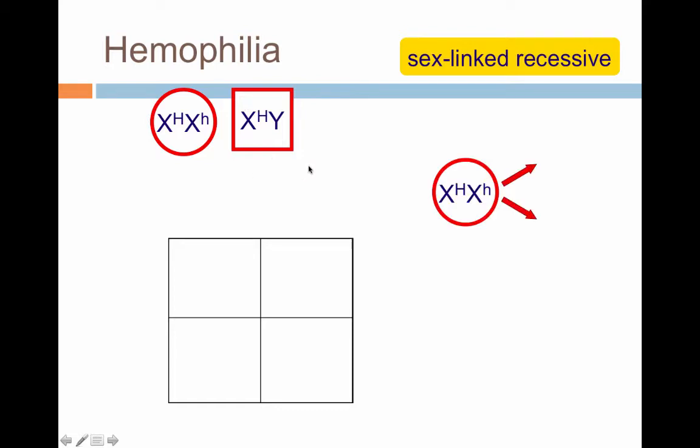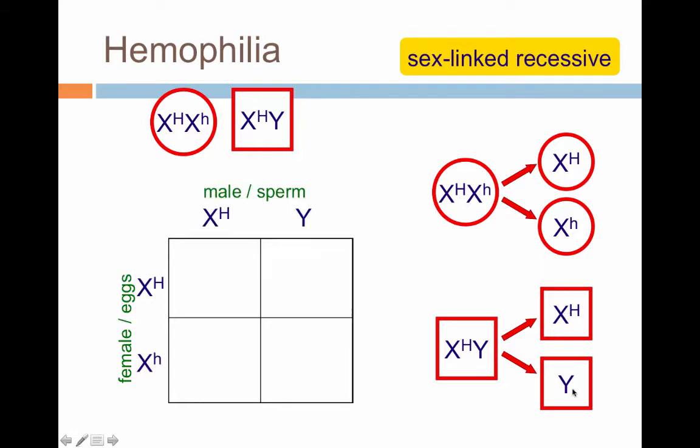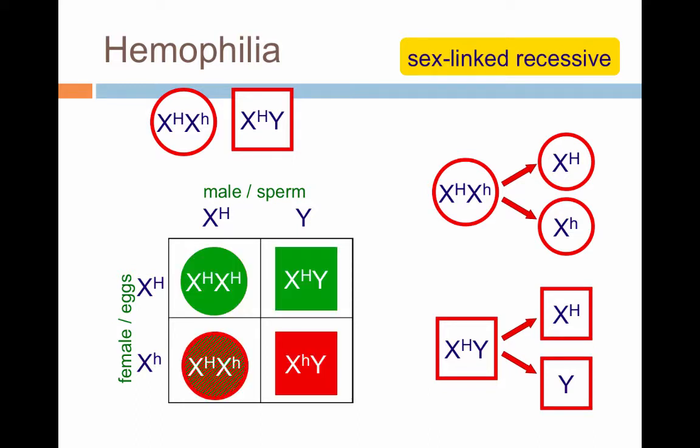The way that we do all Punnett squares is you first have to figure out the gametes. The female's gametes you separate like normal. These X's go to one egg, these X's go to the other egg. It just so happens that the hemophilia or normal allele are on the X chromosome, so they go together. Males do the same. Separate out the X, separate out the Y. Put them in a Punnett square. Cross the male sperm with the female egg, and here are all the possibilities.